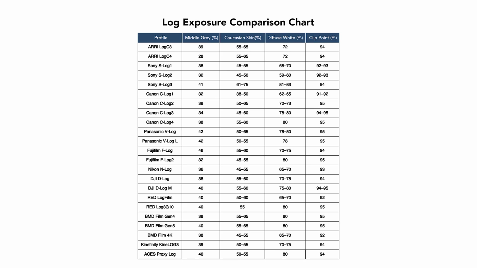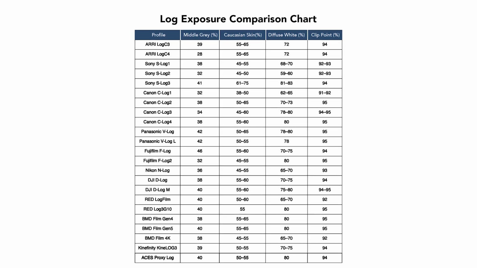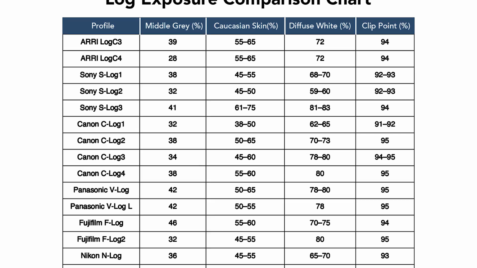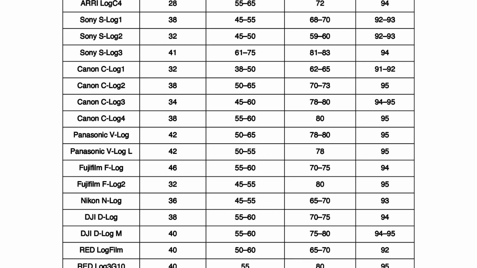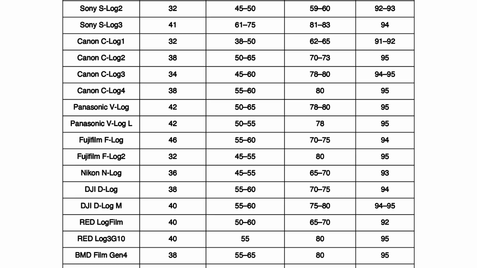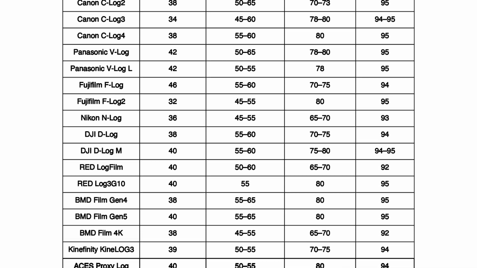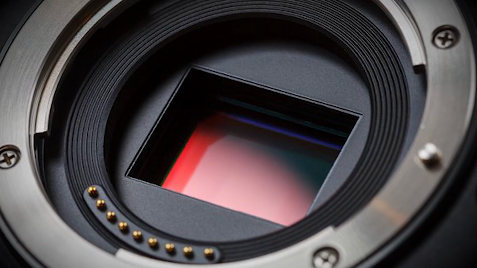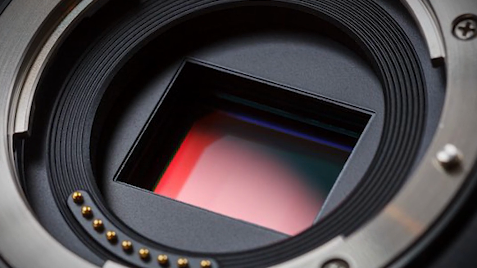So I made this handy chart that shows the different key ARRI values for each log profile. As you can see, it ranges on every profile. This is why you need to know the curve for the log you're using. I'll leave a link in the description where you can download the chart, as well as other charts in this video. The manufacturers map the log profile to the sensor they put in the camera.